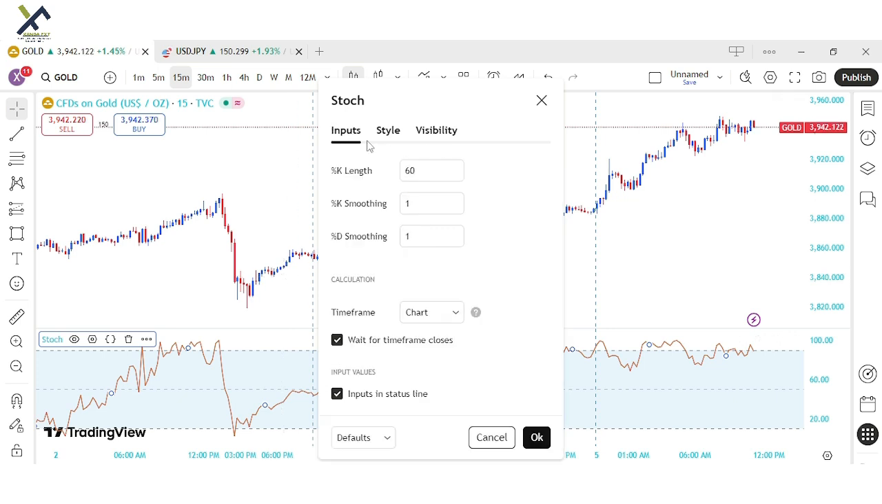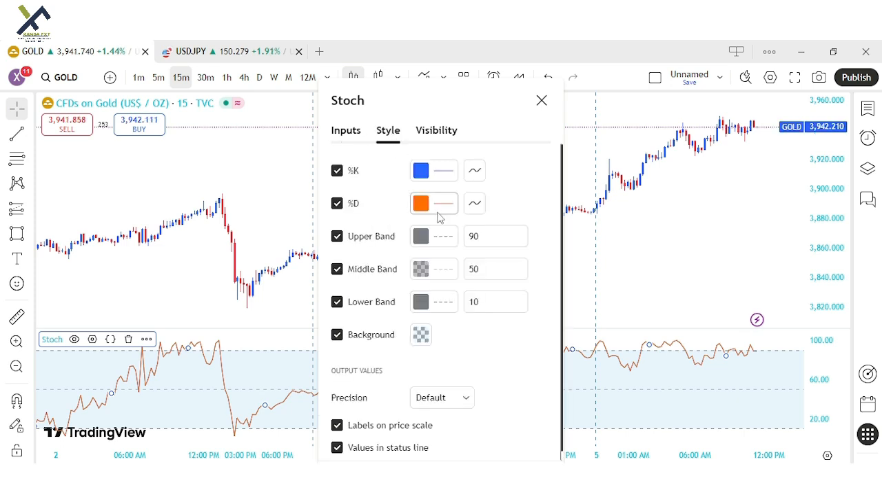Now on the indicator, this is what we're going to do. I already have mine by default because I use this indicator very well. On the K percent length, you change it to 60, and on the K percent smoothing, change it to 1. On the D percent smoothing, also change it to 1.